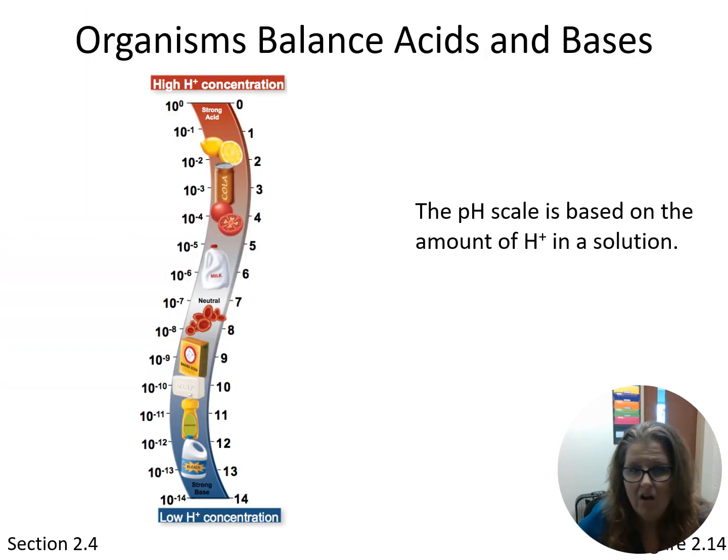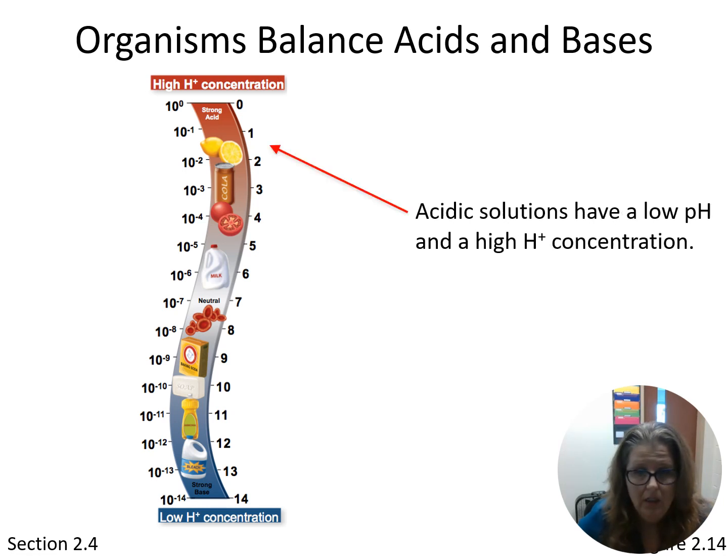All right, let's talk about pH. The pH scale is based on the amount of hydrogen ions in a solution, H+. This is really a hydrogen atom that has lost its electron. It's really just a proton. So acidic solutions have low pH, but they have high H+ concentration. So there's more H+ here, and there's less H+ down here.